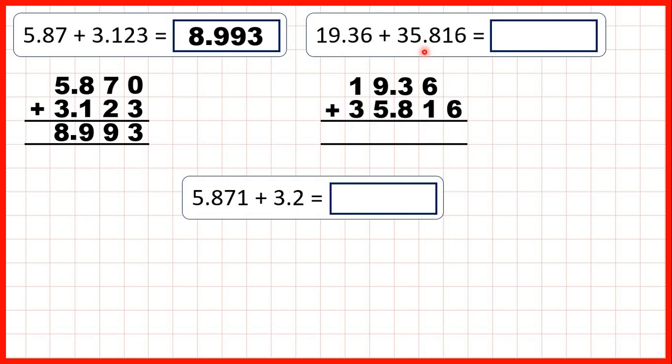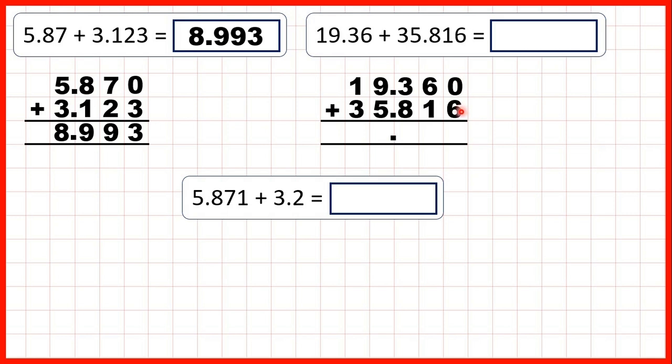Now we have 19.36 plus 35.816. Again, we've written the numbers out with the decimal points lined up, so that the other place values in our question are lined up as well. Now we can write a 0 in this empty square, and it's really important that we remember to copy the decimal point down into our answer, and I like to do this first so that I don't forget.